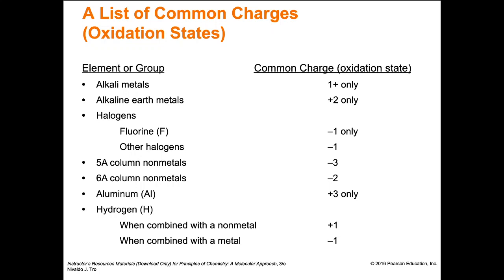Okay, so some basic charges, or in other words oxidation states, that we're going to look at for the various elements. Your alkali metals, group 1, are going to be 1 plus. Alkaline earth metals, everything in the group with magnesium, are going to be plus 2. Your halogens, minus 1, 5A, minus 3, 6A, minus 2. Aluminum, plus 3. Hydrogen, plus 1 if it's with a nonmetal, and minus 1 if it is with a metal. This is called a hydride. Or we would call this a proton.